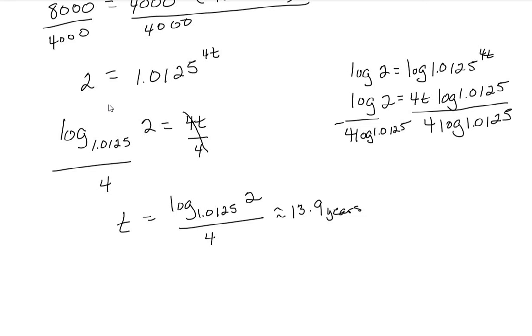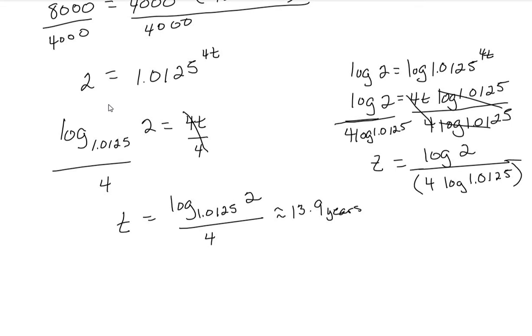And remember that when I don't have a base written with the logs, those are common logs, right? So that 4 will cancel, the logs will cancel, so t equals the log of 2 divided by 4 times the log of 1.0125. You can put that in parentheses, and it will make your computation a little bit easier, so you don't have to do 2 different steps there in your calculator.